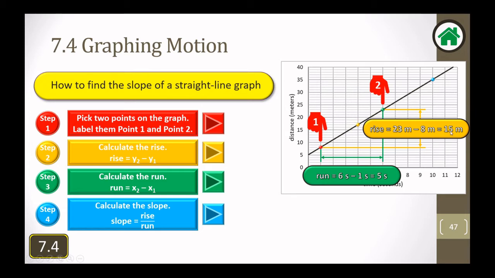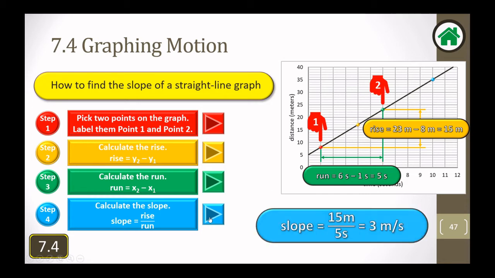To find the slope, we divide the rise by the run. So our rise was 15 meters and our run was 5 seconds. The slope is 15 meters divided by 5 seconds. 15 divided by 5 is 3, and meters divided by seconds is meters per second. So the slope of this line is 3 meters per second. Well, hey, meters per second is a unit for speed or velocity. So by calculating the slope of this line, we have calculated the velocity of the object whose motion is depicted in this line.